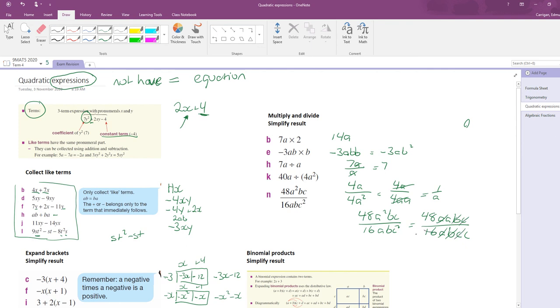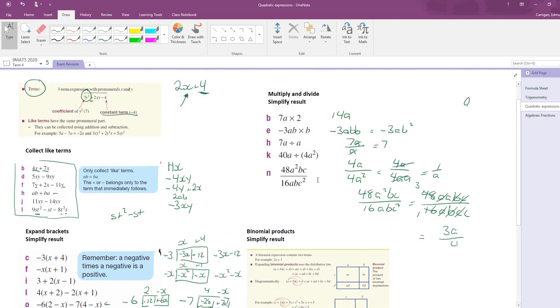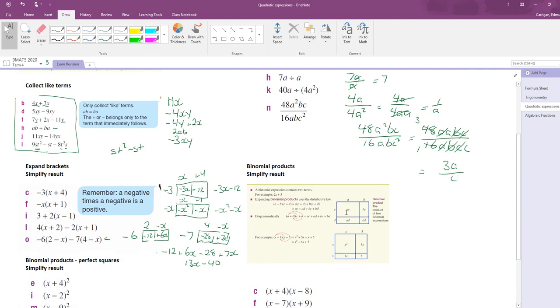16 into 16 is 1, 16 into 48 goes 3 times. Again, you can put that in your calculator. We've got 3A left on the top, and we've got C on the bottom. So that's what you're going to do when you multiply and divide. And to simplify, you simply have multiplication, join them together. For division, put them underneath, and then start cancelling.